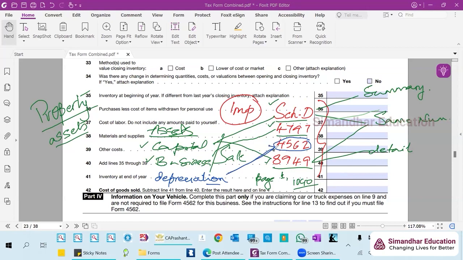I report it on my 4562 for anything which is related to business. Say, for example, I am a sole proprietor. I have an asset. I depreciate it. Where should I show the depreciation? I show it on 4562, and then I move it on to my 1040. I want you to understand this.